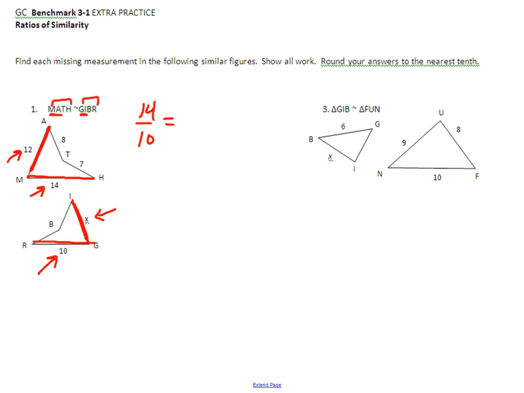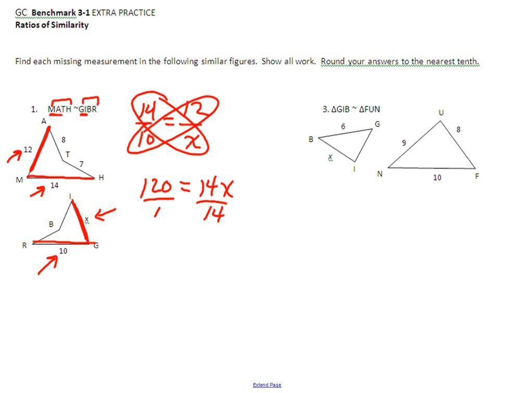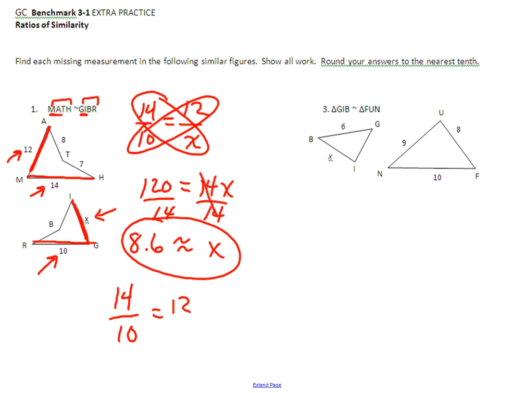So our shapes are just flipped. So 12 is to X. And then cross multiply. 12 times 10 is 120 equals 14 times X, divided by 14, and that's approximately 8.6. Now, if you want a shortcut to cross multiplying at this point, the fastest way is to realize the two numbers that are diagonal from each other, multiply those and divide by the last number that's left over. So 120 divided by 14 gives you the value of X. Next problem.